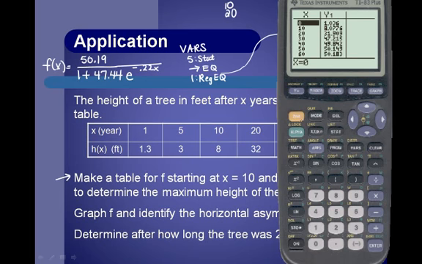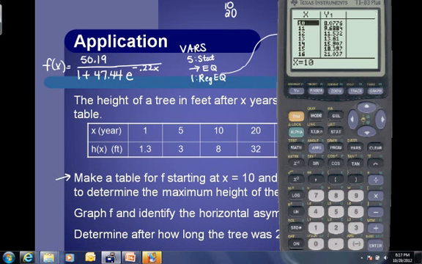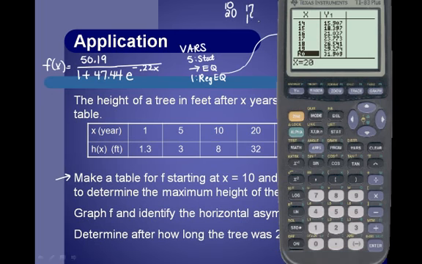So now what we can do is go back and go second table set. Let's start it at 10 and let's increment it by 1. So now when we do second table, notice we're going from 10 but we're increasing by 1 every year. So we know that it hits 25 between 17 and 18 years.